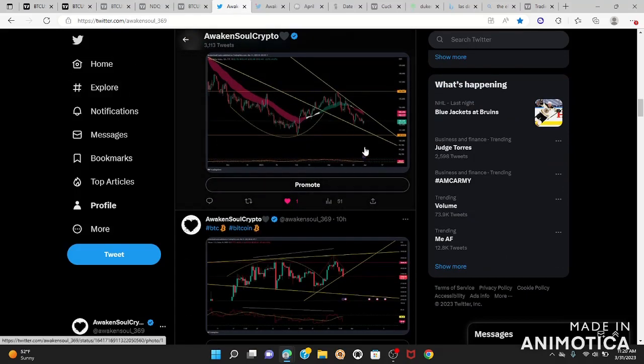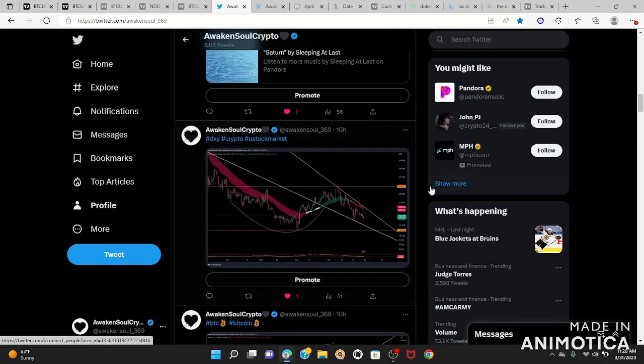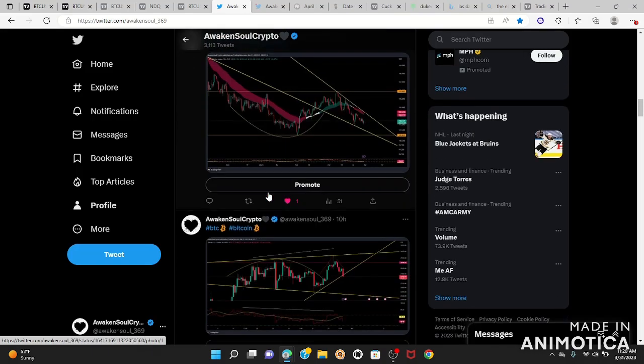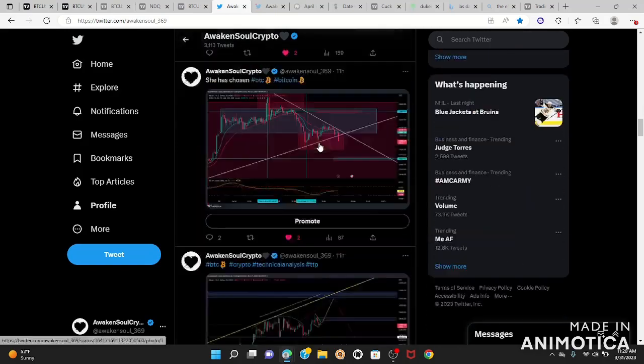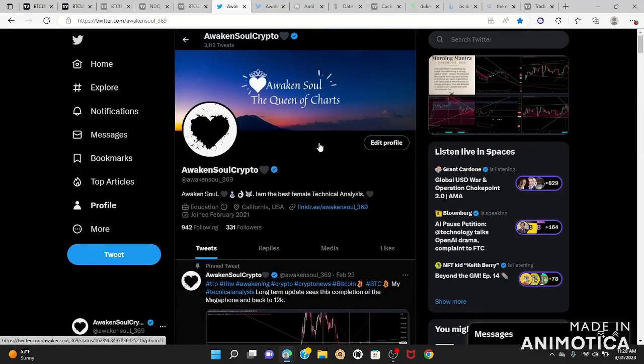But I was looking at a cup and handle, also like an Adam and Eve situation on DXY last night.